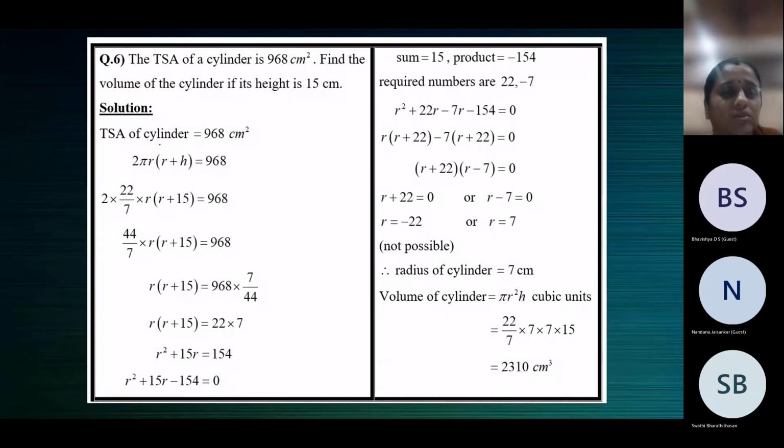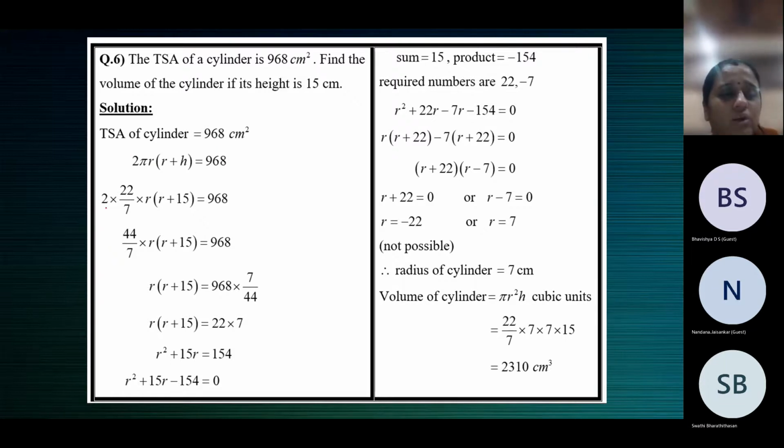We'll do it together. So the TSA of the cylinder is given to be 968 centimeters square. The formula to find the TSA of a cylinder is 2 pi r into r plus h. So in the next step, we write 2 pi r into r plus h is 968, because the TSA is 968. What is the TSA formula? 2 pi r into r plus h. That is equal to 968.